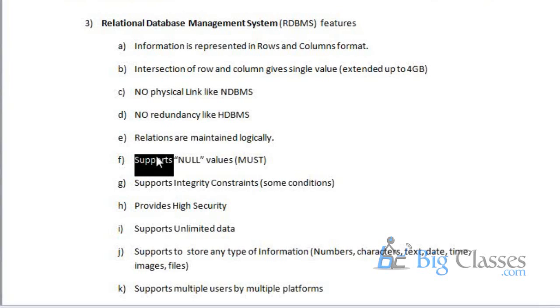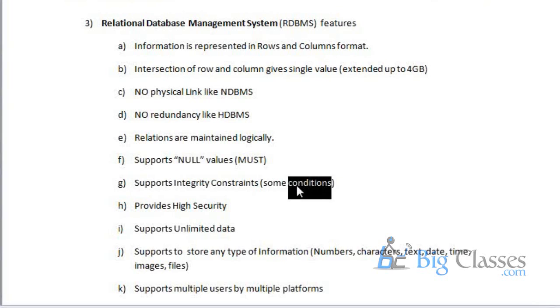Then it supports null value. I will explain this null value once we get into the Oracle environment. Null is nothing but something blank, something junk, which represents nothing. Every RDBMS should support this null value. It is a rule. Oracle also supports null. Then it supports integrity constraints, that is, some conditions.